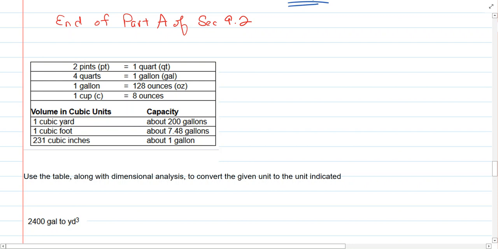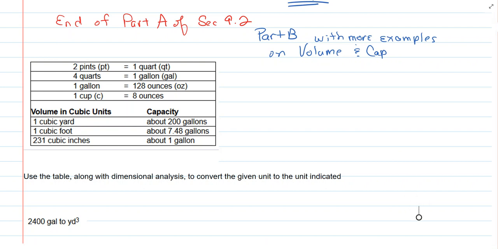Okay, we're ready to begin part B with more examples on volume and capacity. One of them being how much is held, and that's capacity, and volume is the size of the three-dimensional shape.